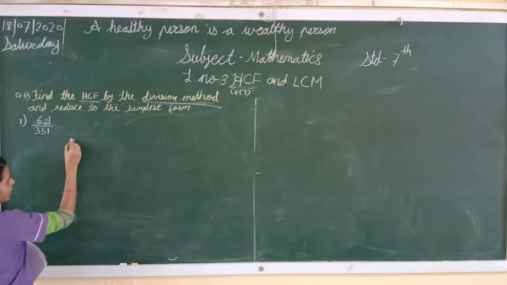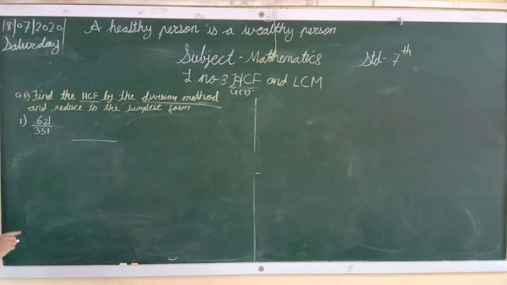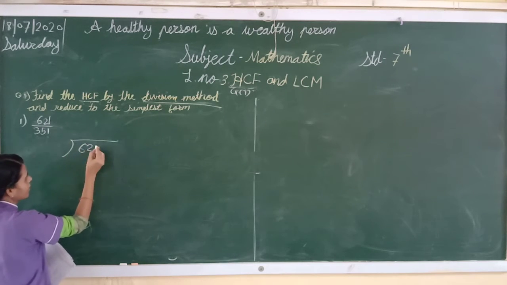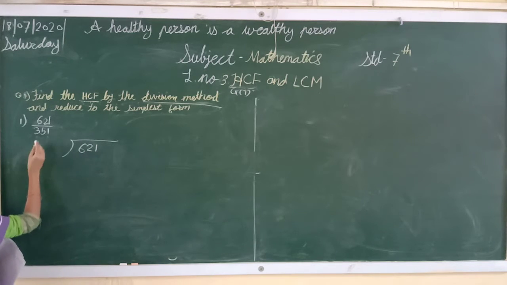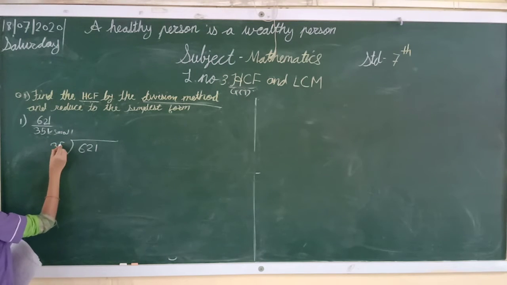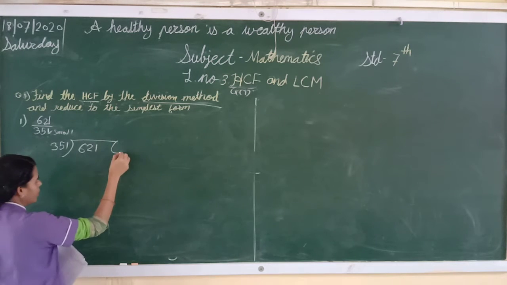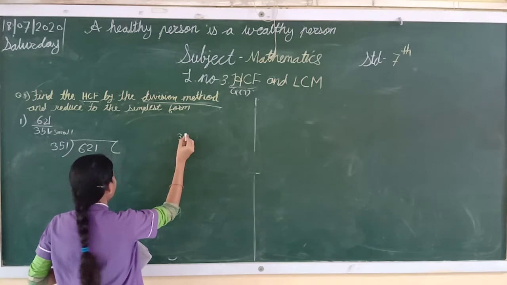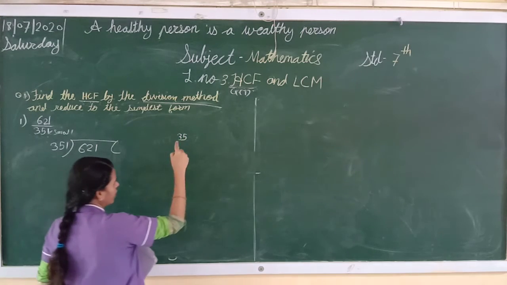So first we will divide the greatest number by the smallest number. The greatest number we will write inside, 621, and this 351 is the small number, so this one is the divisor. Now students, you divide. We know the tables. Our tables are not divided, so on one side we will make the table. 351 ones are 351.